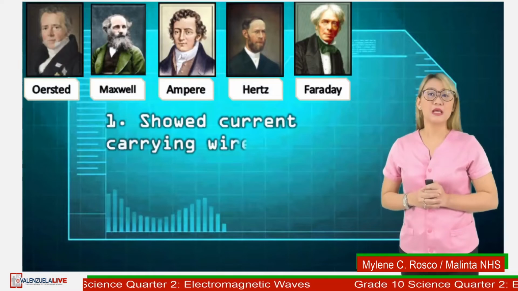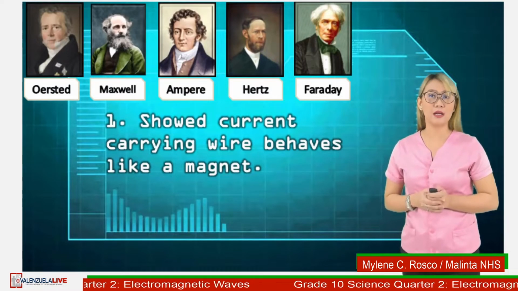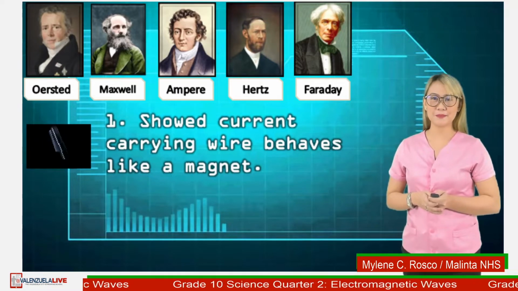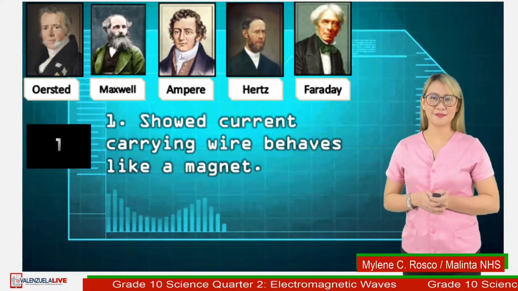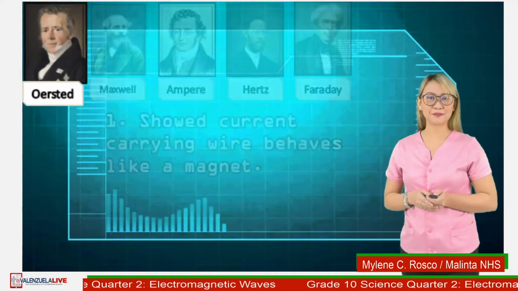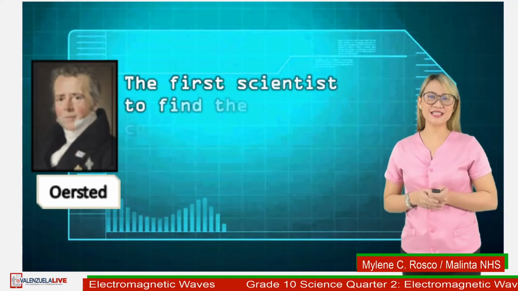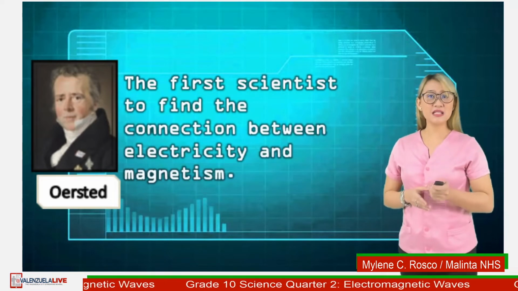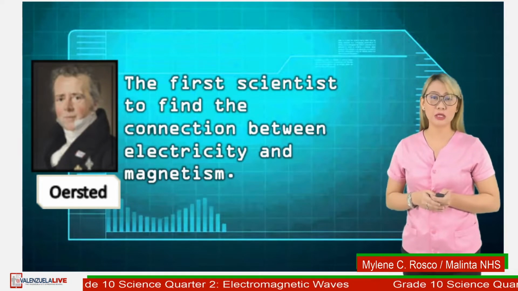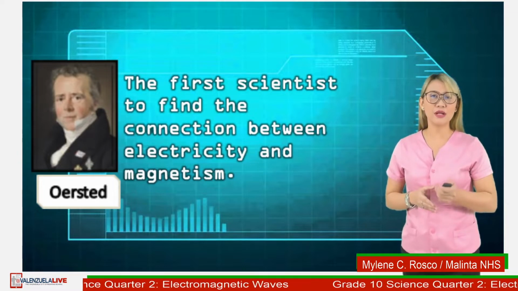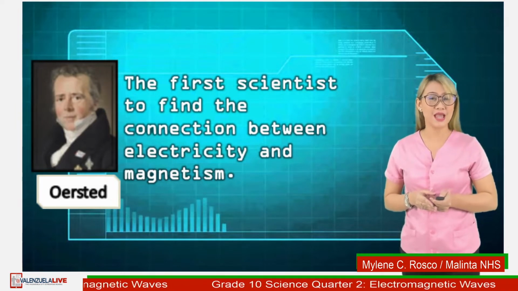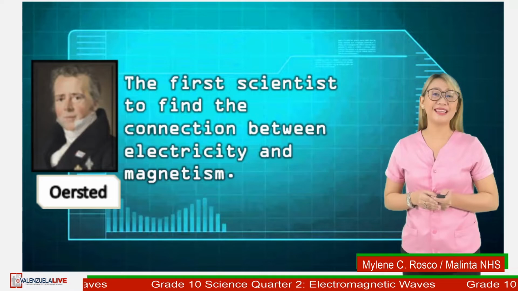First question. He showed how a current carrying wire behaves like a magnet. 5 seconds starts now. All right, time is up. The correct answer is Hans Christian Ørsted. Danish physicist and chemist Hans Christian Ørsted discovered that electric current affects a compass needle and creates a magnetic field. He was the first scientist to connect electricity and magnetism. So let's have the next question.